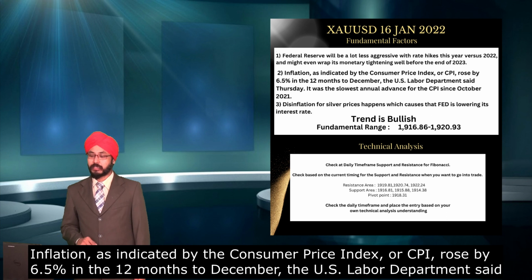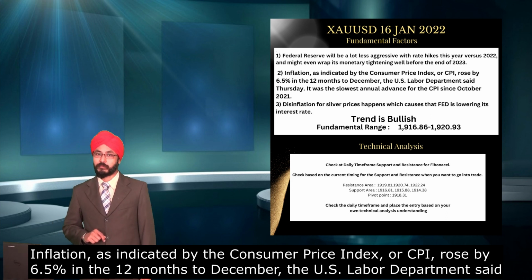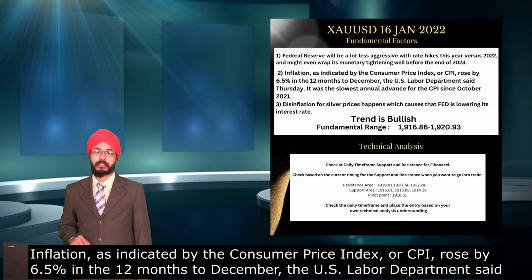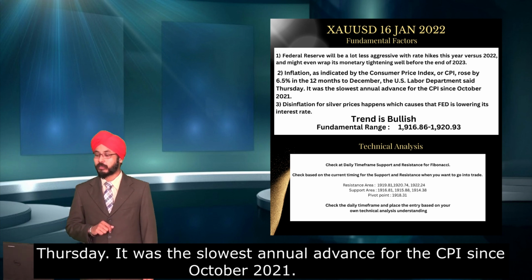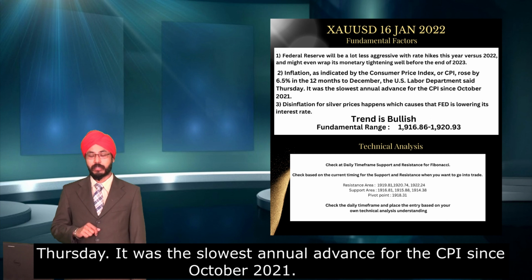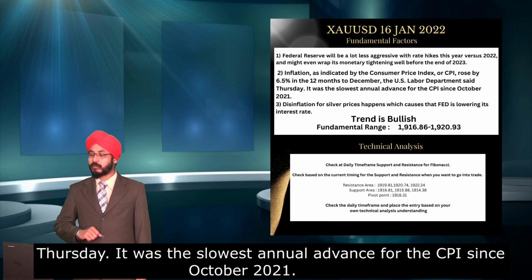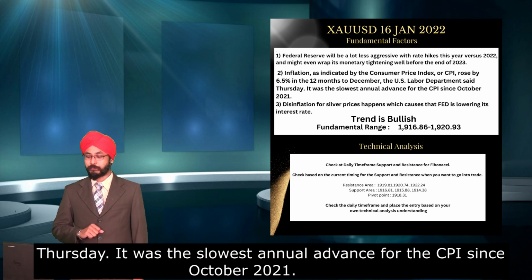Secondly, as we can see, the inflation as indicated by the CPI has been at 6.5%. We can see that the CPI has dropped, which made the Federal Reserve not hike the interest rate, and it also made the gold prices go very high. It is even the slowest CPI since October 2021.